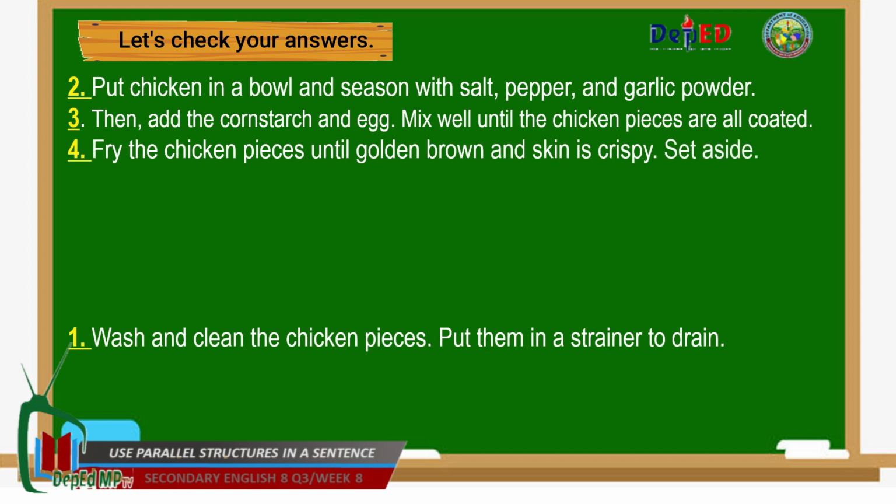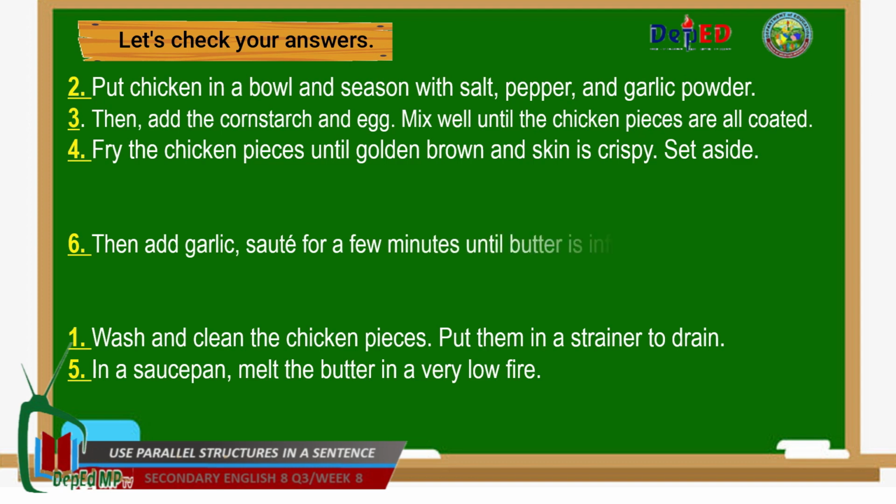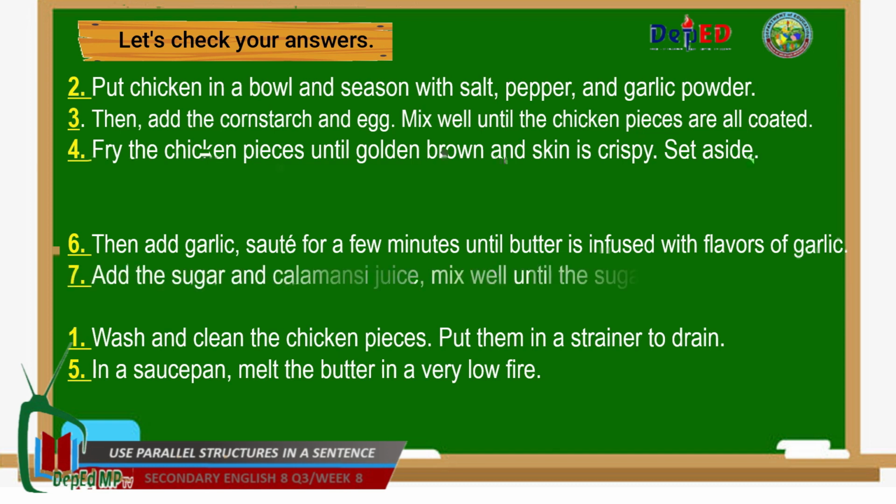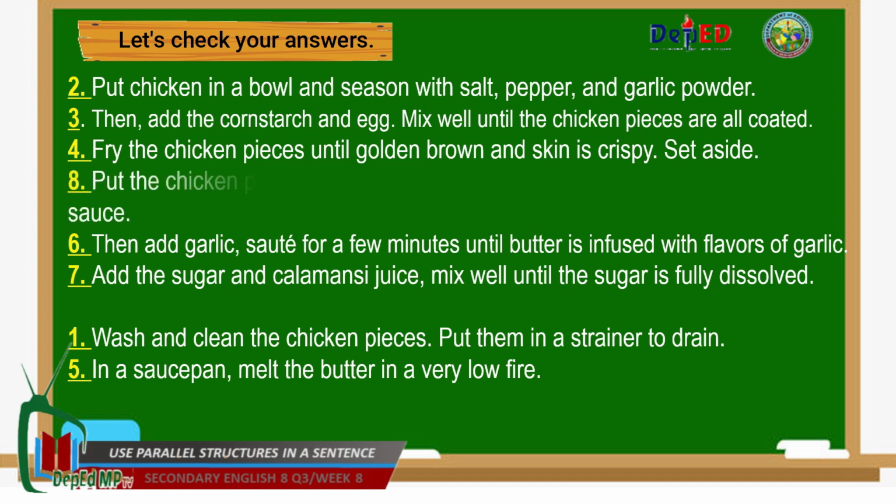4. Fry the chicken pieces until golden brown and the skin is crispy. Then set aside. 5. In a saucepan, melt the butter over a very low fire. 6. Then add garlic. Sauté for a few minutes until the butter is infused with the flavors of garlic. 7. Add the sugar and calamansi juice. Mix well until the sugar is fully dissolved.